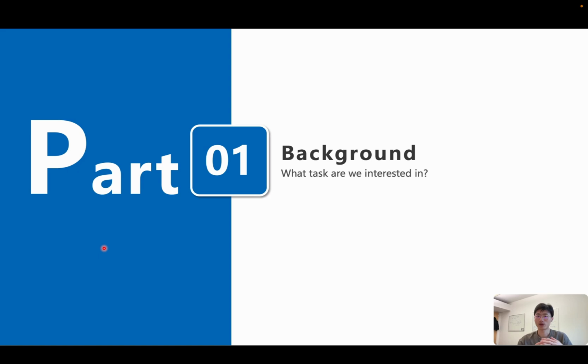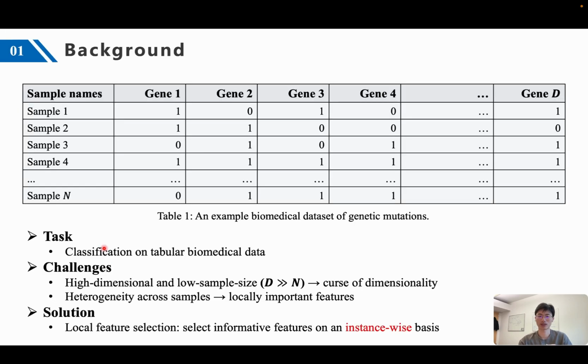To begin with, we will look at some preliminaries to understand ProtoGate. As mentioned before, we mainly focus on the tabular biomedical data. So for this dataset, one major characteristic is the high dimensional and low sample size feature. Specifically, the number of features is generally way bigger than the number of samples. According to the curse of dimensionality, it's very hard for machine learning models to achieve high accuracy on this kind of dataset. And secondly, these datasets are generally heterogeneous across samples. In other words, the important features can vary from sample to sample.